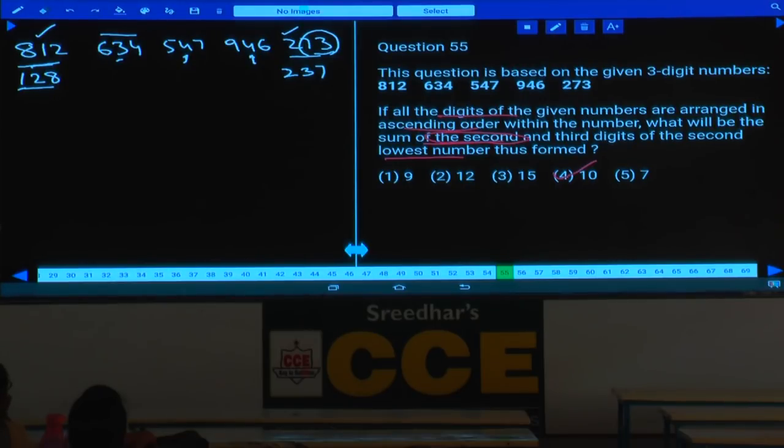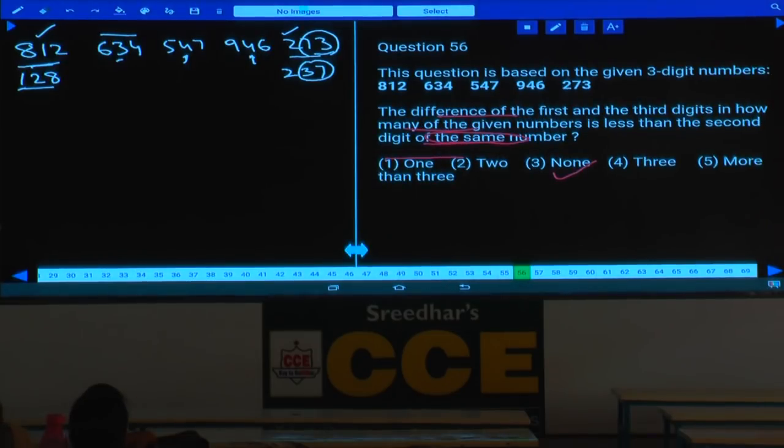The question is about what? The sum of these two digits. What is the sum here? 3 plus 7, that is 10. Choice 4. Then question number 56.